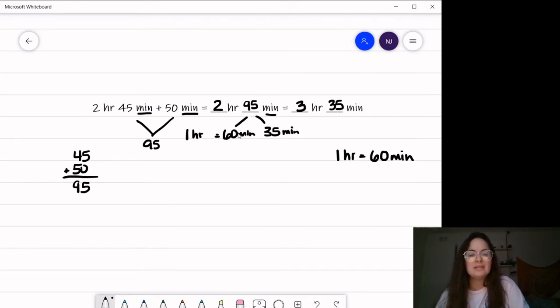I had 95 minutes. I broke it apart into 60 and 35. I turned that 60 minutes into an hour, added it on to what I already had, which is what gave me the 3 hours, and I had 35 minutes left over. So once again, I added my units that were the same, and then I asked myself, can I rename my answer as a larger unit, which I was able to do. I was able to turn minutes into hours. Okay, so let's go ahead and move on to the next question.